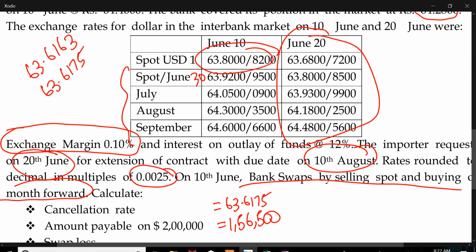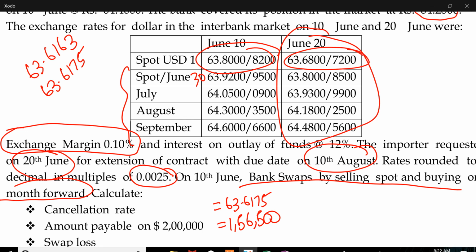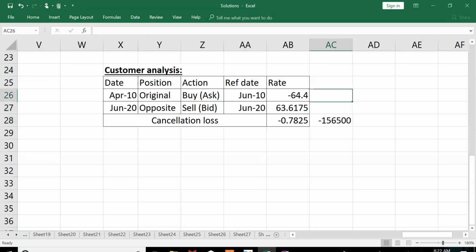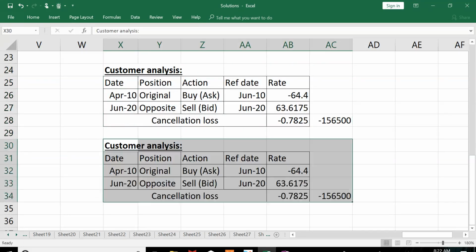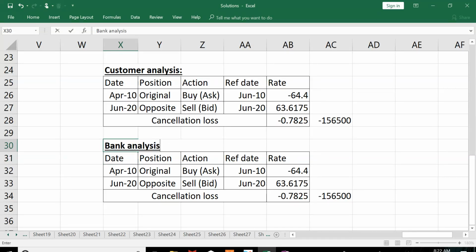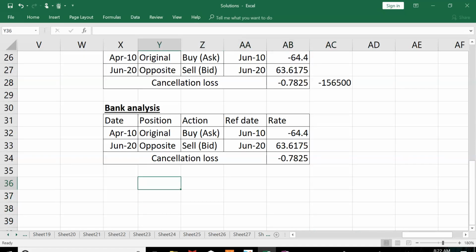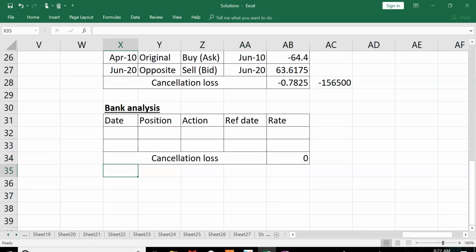This is June 10. This is June 20. June 10 and June 20. And then June 30, July 30, August 30 and September 30. Maybe that's the kind of interpretation they could have taken. But there is also a certain issue there, so I'll keep coming back to it. Now to calculate the swap loss, after doing the customer's analysis, we'll do the bank analysis.